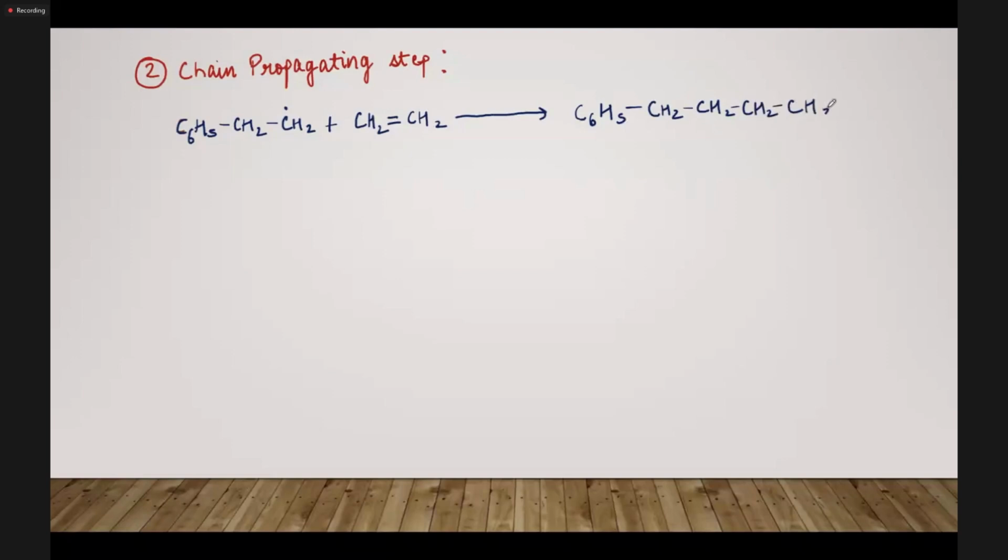And now the free radical would be on this last carbon atom. ठीक है, जैसे पहले स्टेप में हुआ था, जैसे I told you कि this double bond is opening. So basically this complete thing is added to one carbon atom of ethene and the free radical is getting added to the other carbon atom of ethene. ठीक है, तो इस तरीके से addition हो रहा है and at the last carbon you have this free radical.